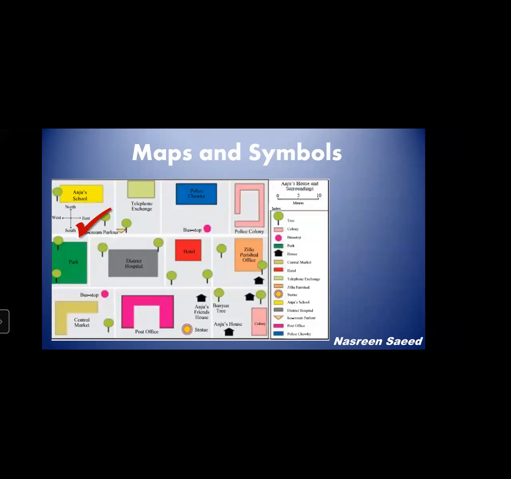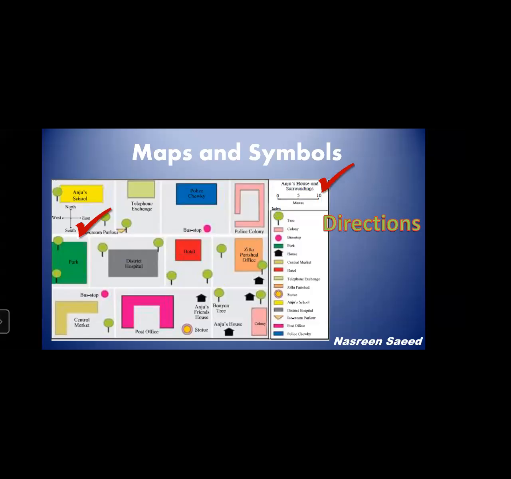Now, let us see what everything in Anju's locality is showing, how they are making it a map. First, we saw that it was only a sketch. The symbols were given. Now, to make it into a map, does it have all the things that are required? Like it has directions. The compass rose is drawn.